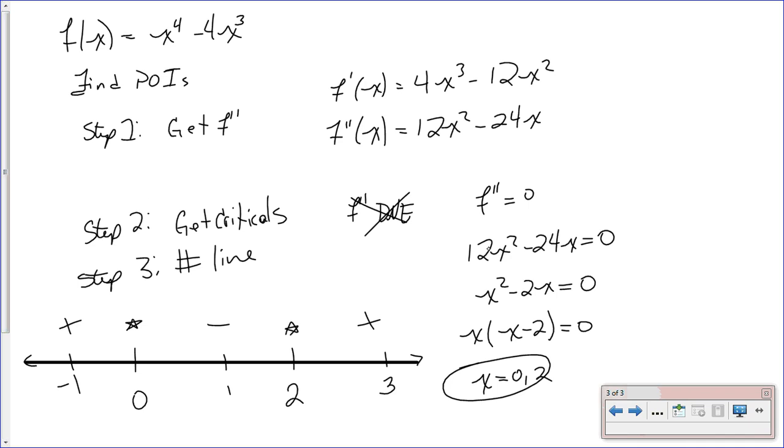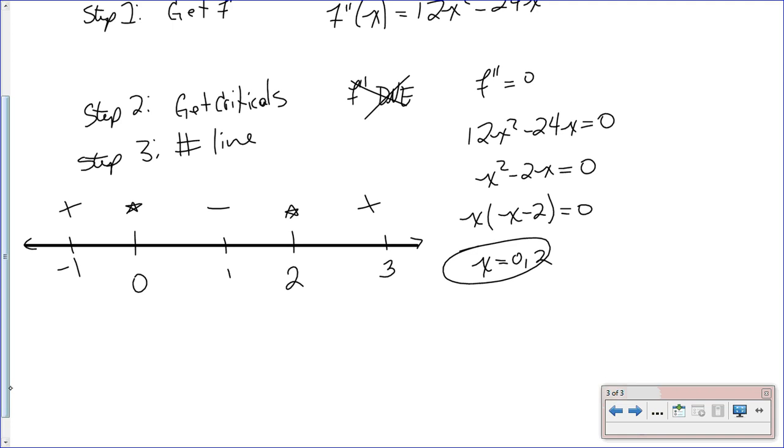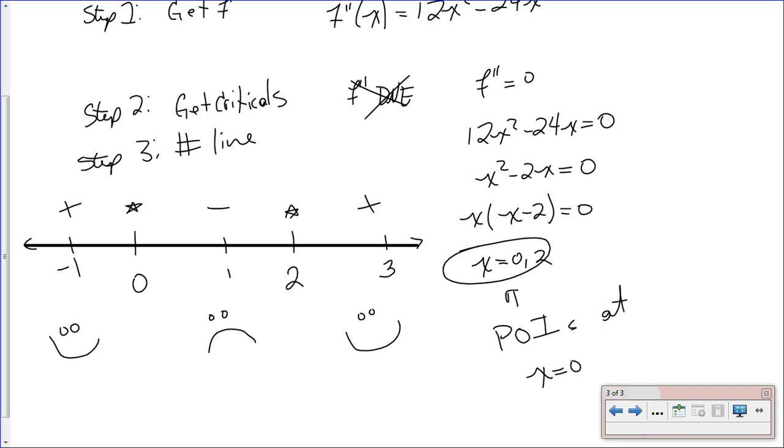You really don't actually have to work it out as long as you can reason through it and figure out if the answer is going to be positive or negative. So here it's positive, so it's concave up, so we have our smiley face. Here it's negative, so it's concave down, we have our frowny face. And here it's concave up again, so we have our smiley face. Which means that both of these are points of inflection. So we have POIs at x equals 0 and x equals 2.